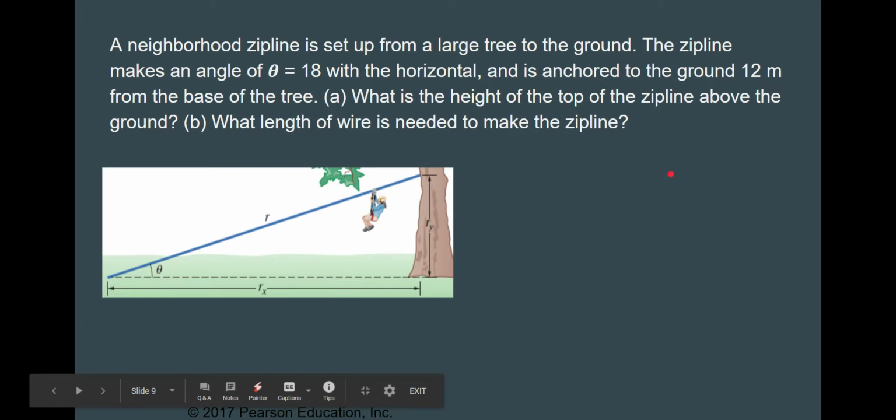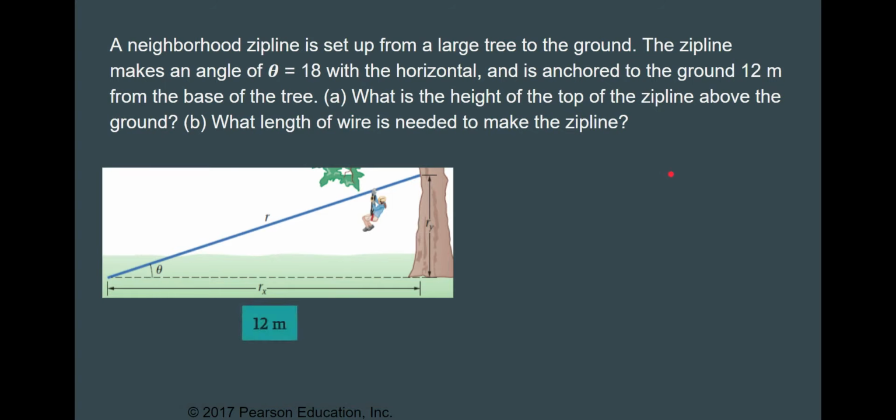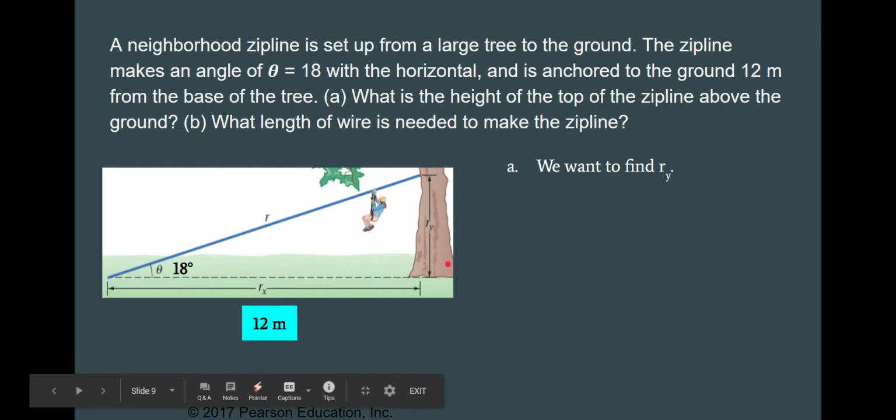So where do we begin? Well, let's plug in the information we know. We know that the base from the tree base to the end of the zip line is 12 meters, and we know that it has an angle of 18 degrees. So let's go from there. We need to find the y component. So we want to know in part A, what is the height of the top of the zip line above the ground? So that is this y component.